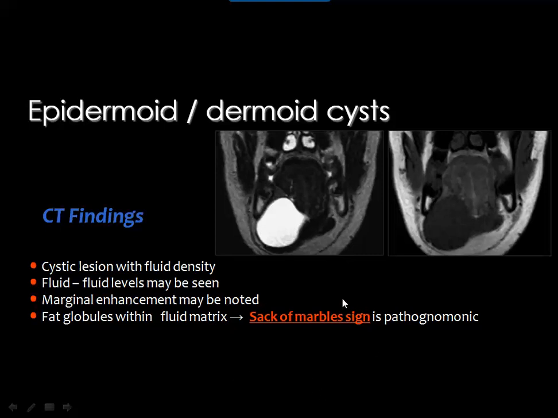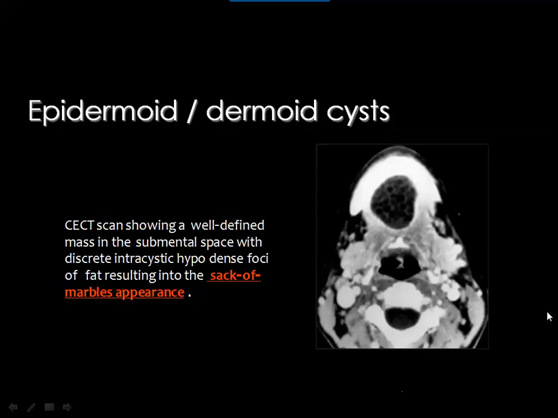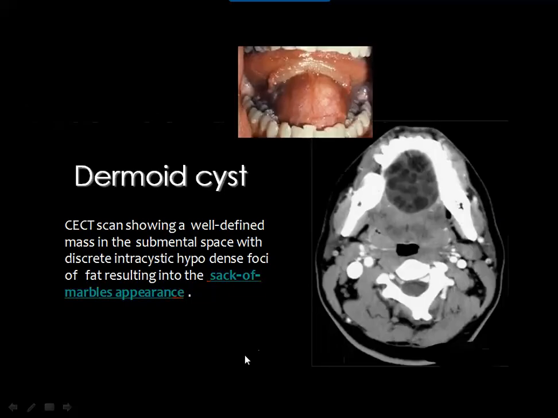But this classic appearance, which is known as the sack of marbles sign, is pathognomonic for the diagnosis of dermoid cyst. And this is what we mean by the sack of marbles sign. And here you can see too many fat globules entrapped or located within a big cyst containing fluid together with these fat globules.